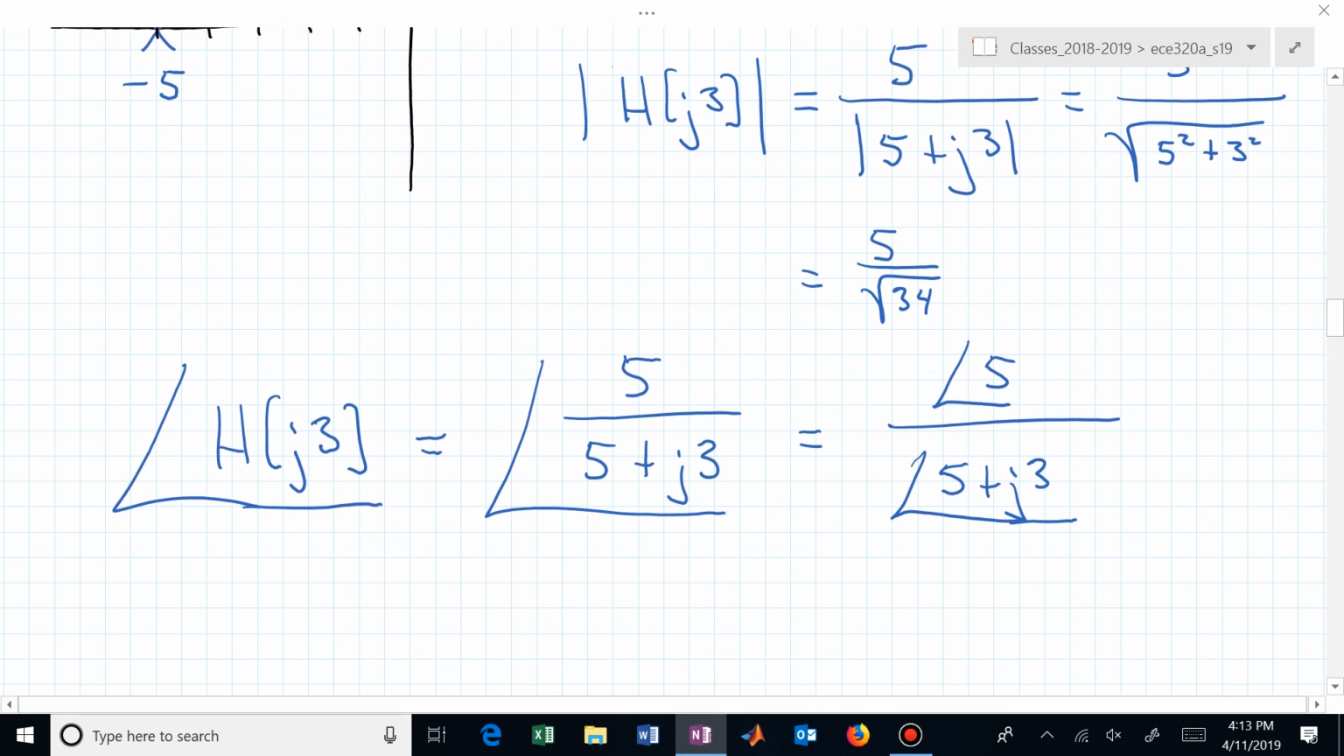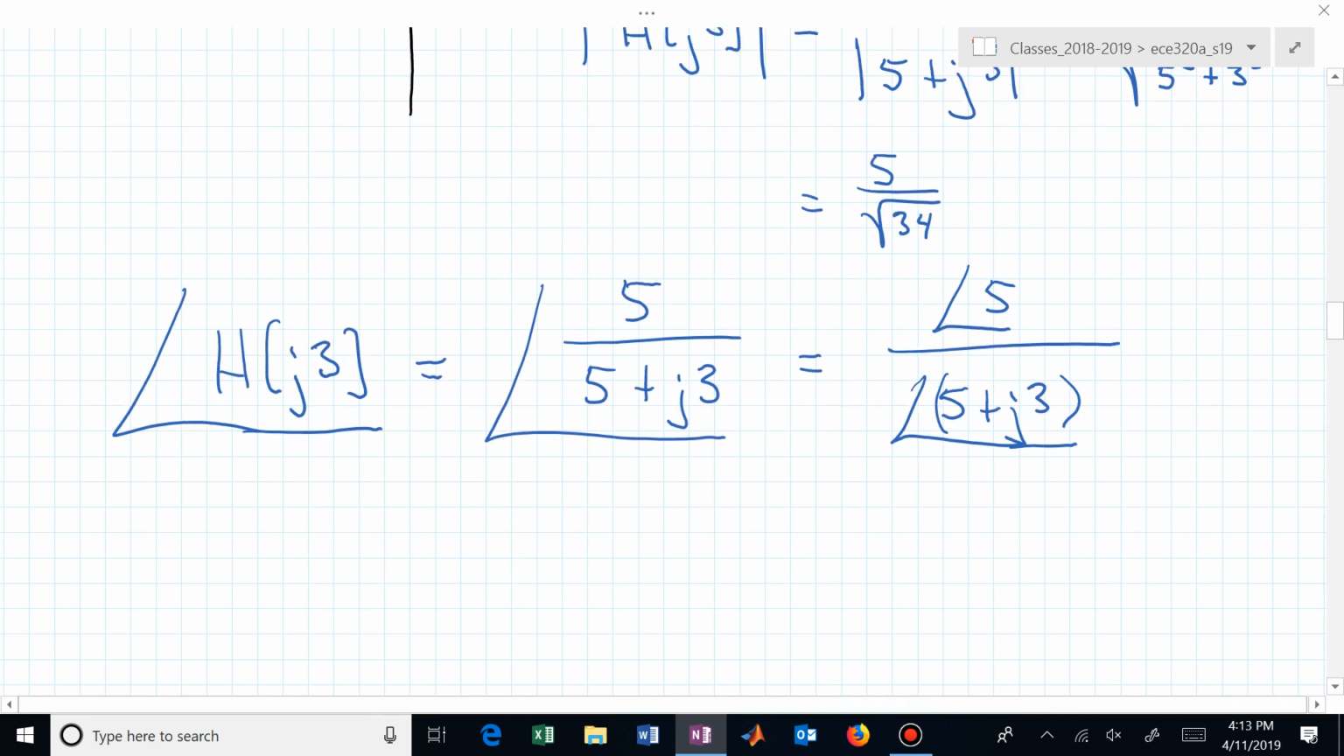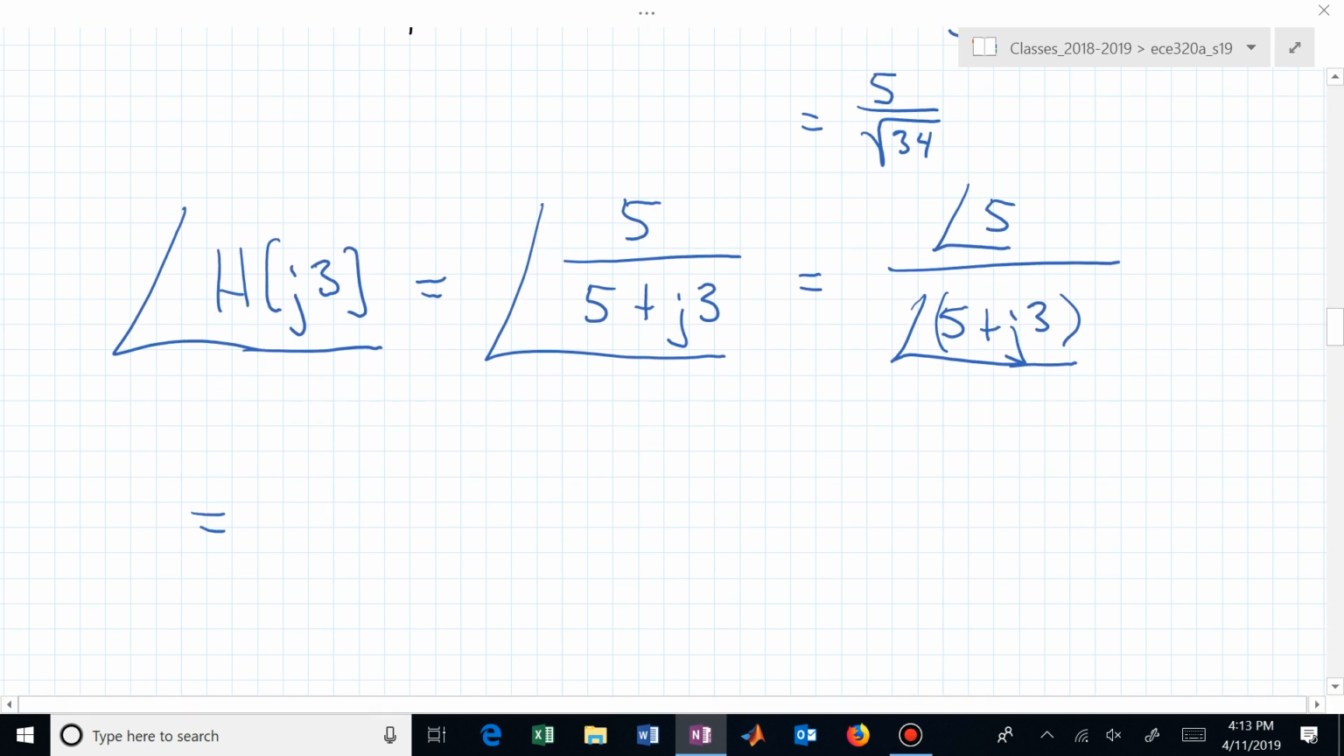And you're going, what? What's the angle of 5 plus j3? Well, 5 plus j3 is a complex number. It has a magnitude and an angle. We just want the angle part. But we've already found the magnitude. That was the square root of 34. And what's the angle? So this is now the angle of 5 e to the j 0 degrees, isn't it?